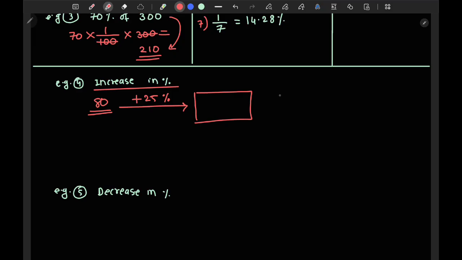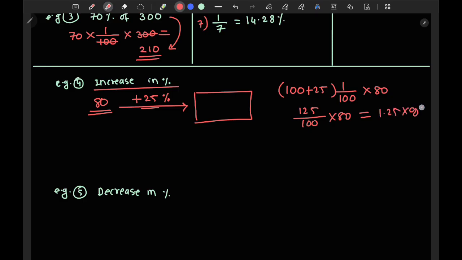Now to calculate this, see here it is plus 25. Every percentage we are referred to 100. Now on top of that, we have added 25 percentage, right? And the percentage symbol is replaced by 1 by 100, and here the value is 80. Now just try to solve this. You will come across 125 divided by 100 into 80, right? So can I write 1.25 into 80?